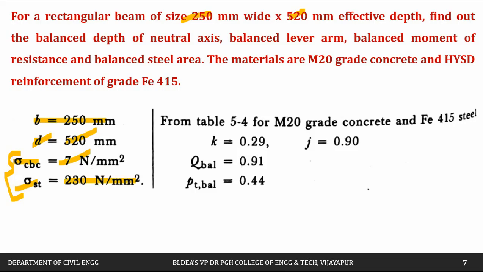Then next, in the previous table I had shown you for M20 and Fe415 steel, that is for HYSD bars, already I had shown in the table. The same thing, that is Q, K balance, PT and J values. You can calculate this like we calculated earlier, and after this we can substitute further.